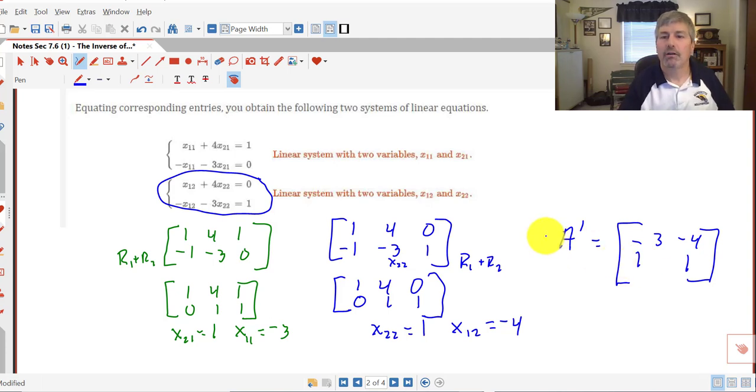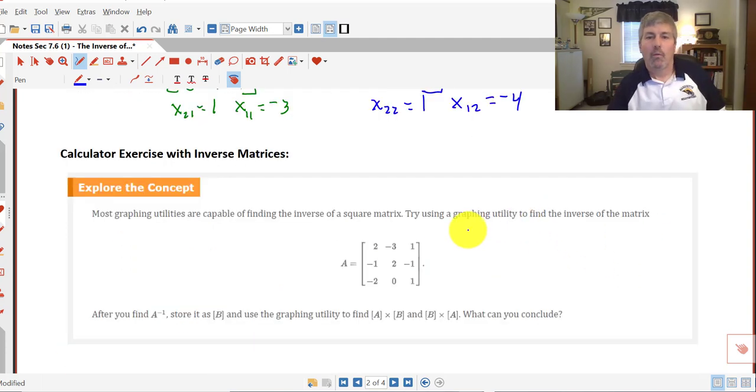So we have solved for the inverse matrix. We can also use our calculator and play around a little bit with inverse matrices.